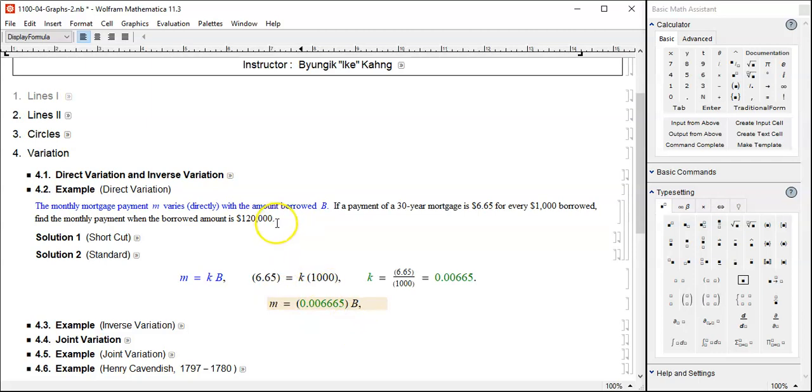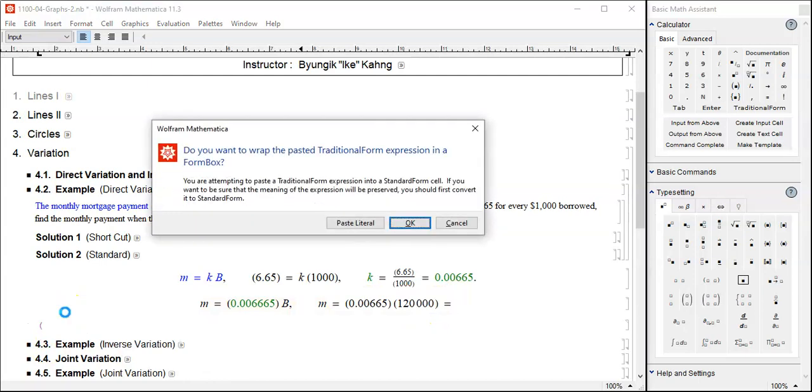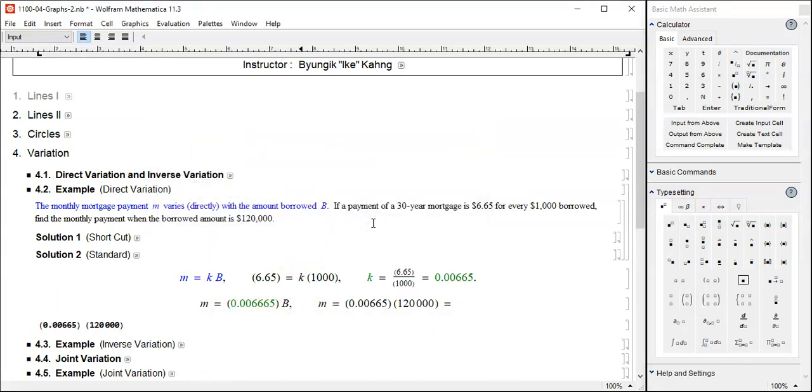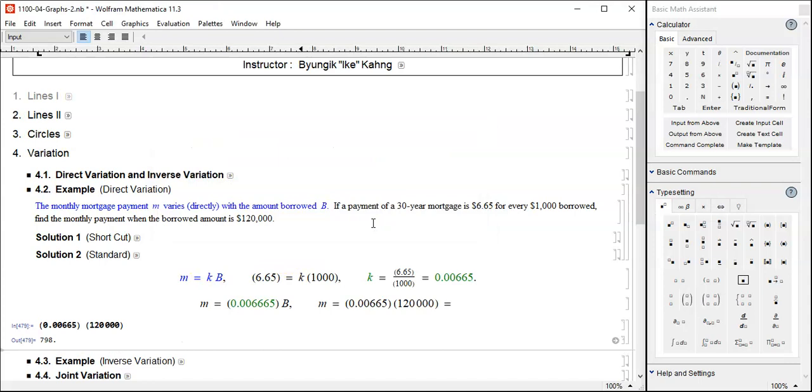So we have to find out monthly payment M when B is 120,000. So let's find it. 0.00665 times 120,000. And run your calculator. Punch into calculator. What do you get? 798. Same answer as before.